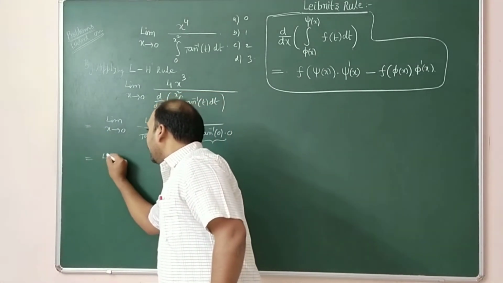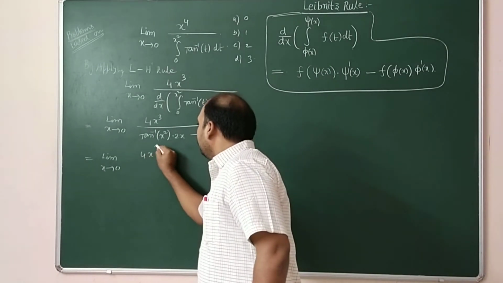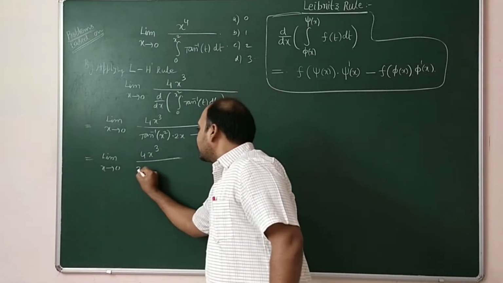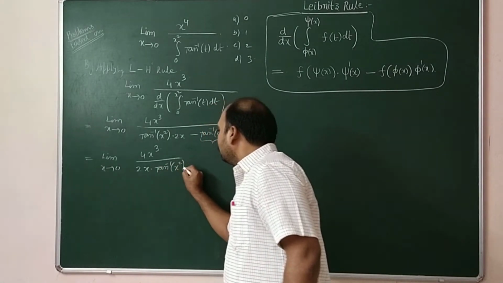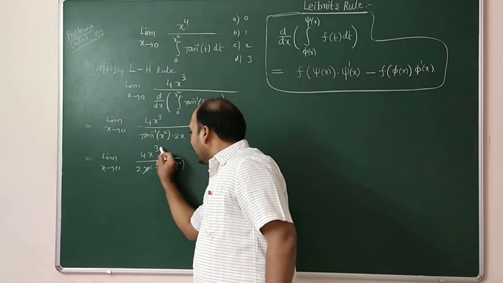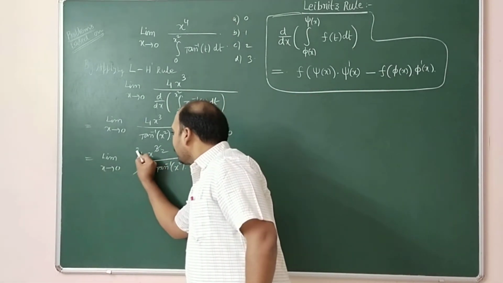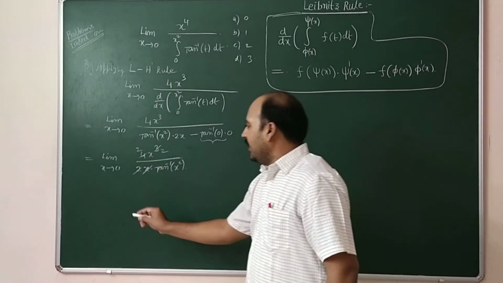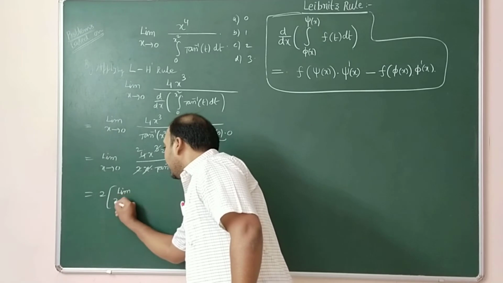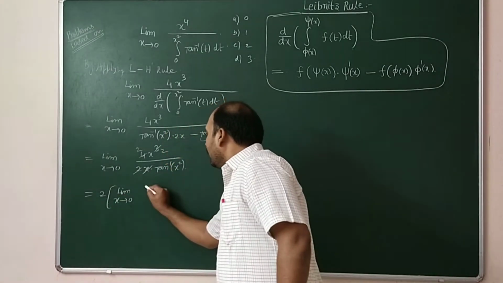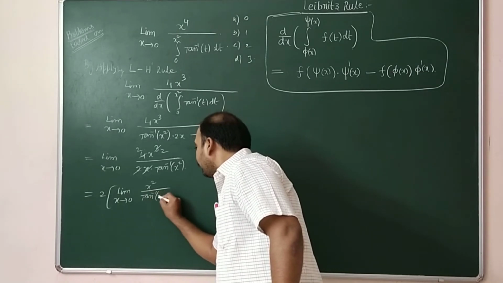So limit x tends to 0, 4x cube divided by 2x into tan inverse of x square. So one of the x will be cancelled. Here it will become x square. 2 ones are 2, twos are. So 2 constant you can take outside. So 2 into the rest of the function. Limit x tends to 0, x square divided by tan inverse of x square.